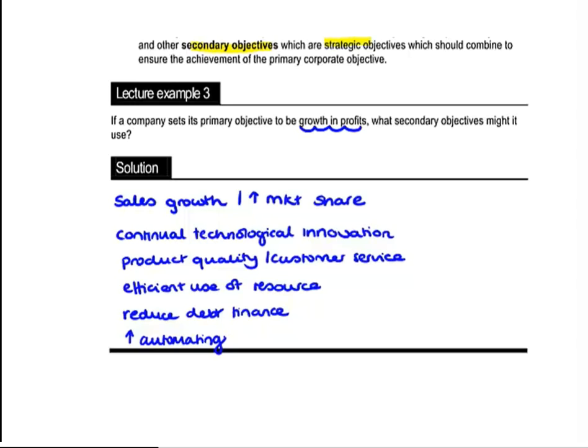One thing though to say is that reducing costs might be at odds with growing sales, or might be at odds with product quality and customer service. So there can sometimes be conflict between objectives. And the way of growing your sales volumes might be to offer credit to customers, which would actually necessitate an increase in the level of debt finance needed, and also the level of bad debts, which could in turn actually reduce profits.